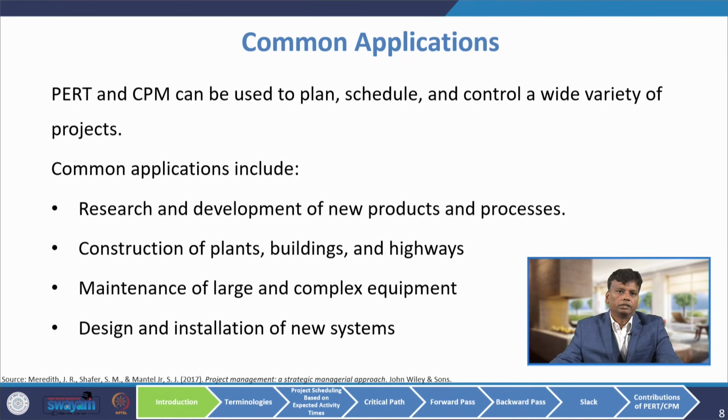Now we will discuss some common applications of PERT and CPM. PERT and CPM can be used to plan, schedule and control a wide variety of projects. Some common applications include research and development of new products and processes, construction of plants, buildings and highways, maintenance of large and complex equipment, and design and installation of new systems.